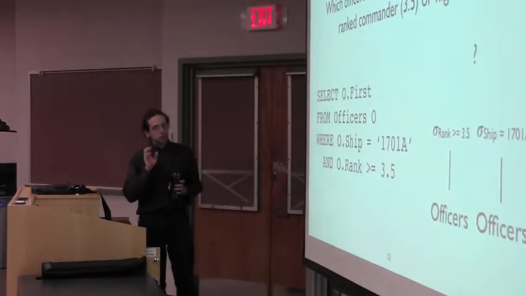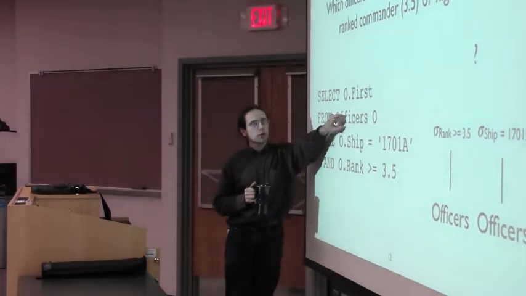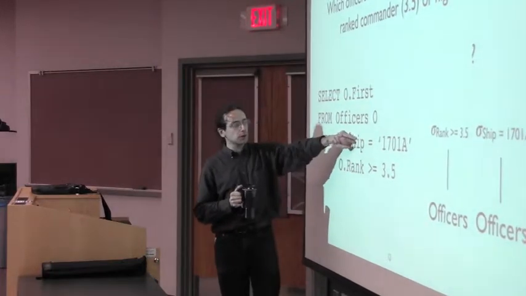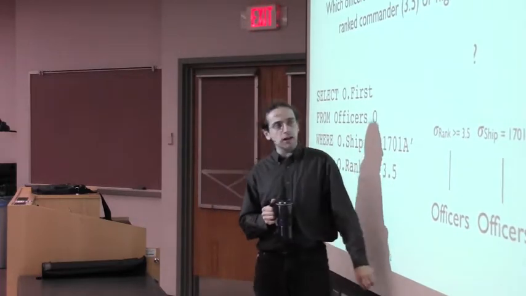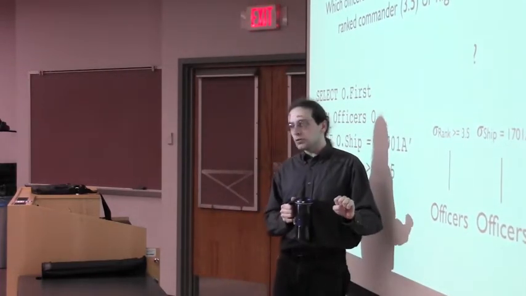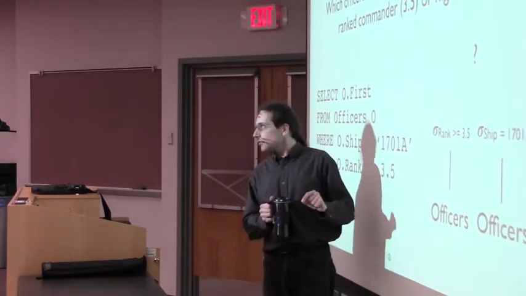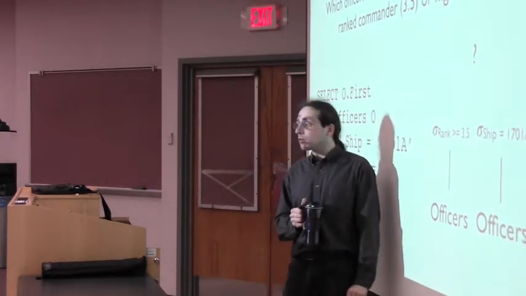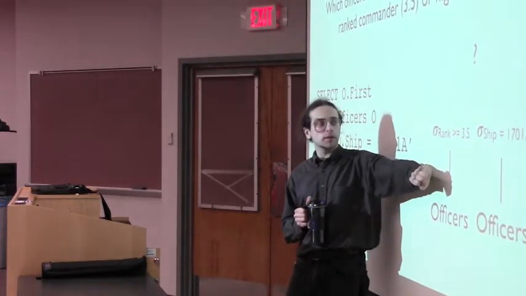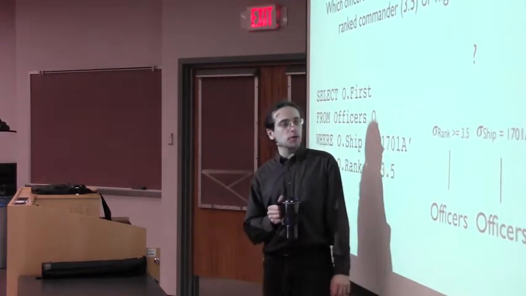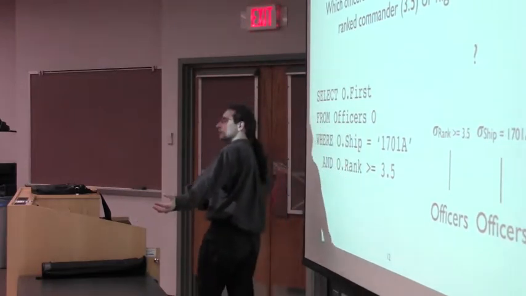OK, now let's say we want to do something a little more interesting. We want to find the first name of all officers who are on the Enterprise and have a rank greater than or equal to 3.5. Now each column is stored separately, so I need to do these two queries independently. That leads to a very nice benefit for parallelism, because I can do both of these selection predicates entirely in parallel. But that also leaves me with a bit of a problem, because now I have two output sets. What do I need to do?